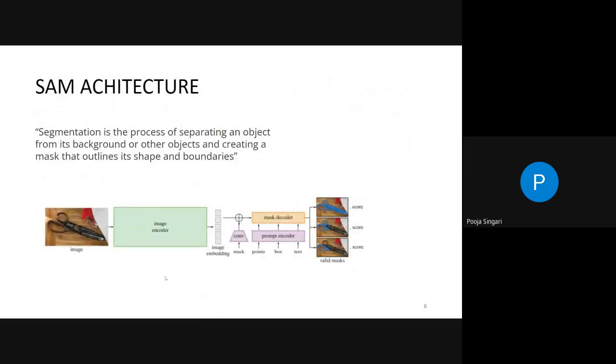So the overall architecture, as you can see, is it takes an input image and it's fed into the image encoder. The main purpose of why we're using an image encoder is to extract important features from the image.